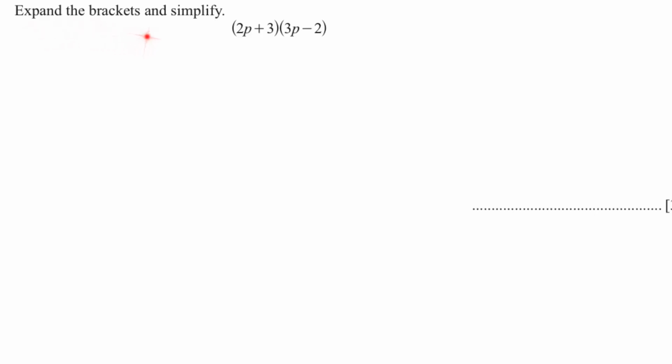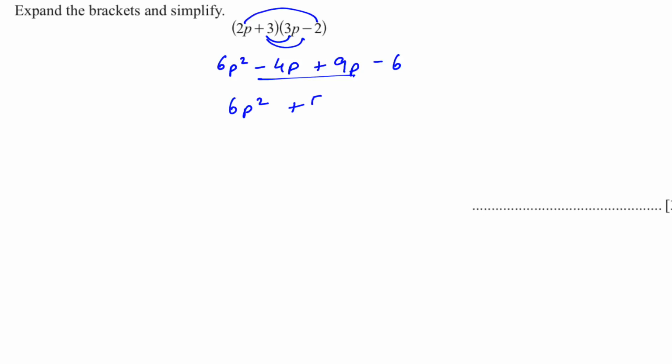In this question, we have to expand the brackets and simplify. So 2p multiplied by 3p will give us 6p square. Then 2p multiplied by negative 2 is negative 4p. 3 multiplied by 3p is 9p. And 3 multiplied by negative 2 is negative 6. Add the like terms together, so we are left with 6p square plus 5p minus 6.